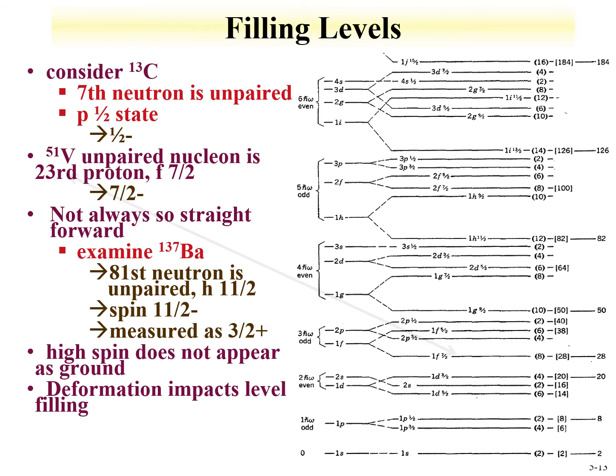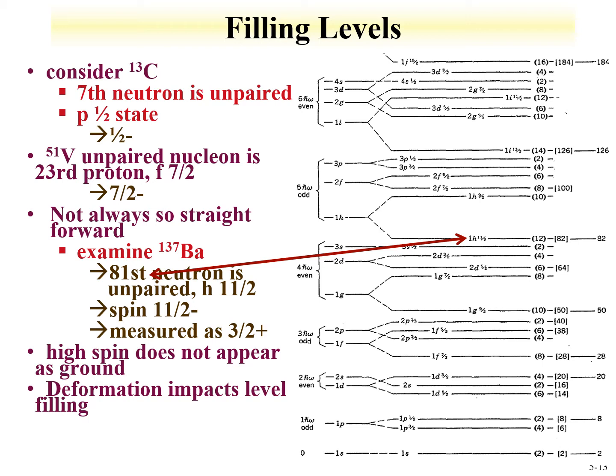As an example, let's consider barium-137. The 81st neutron is unpaired in barium-137. That would leave a hole, right, almost completely filled 82 nucleons. So 81 is the 1h11/2 state. That would be 11/2 minus, and if you look at the table of the isotopes for barium-137, you see that it is actually 3/2 plus.